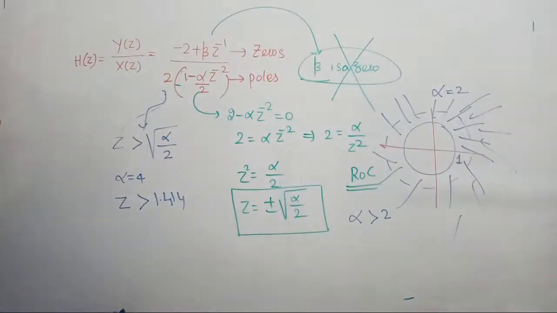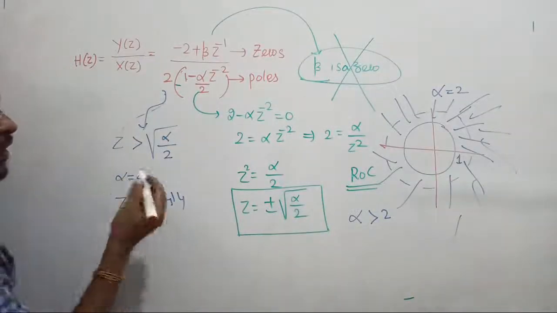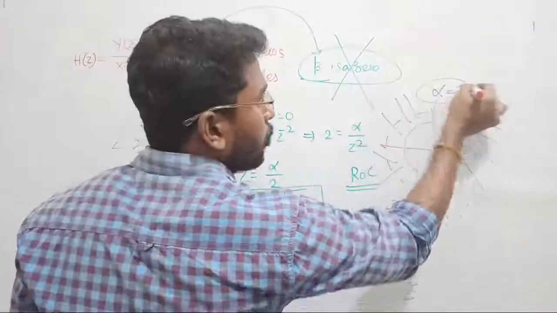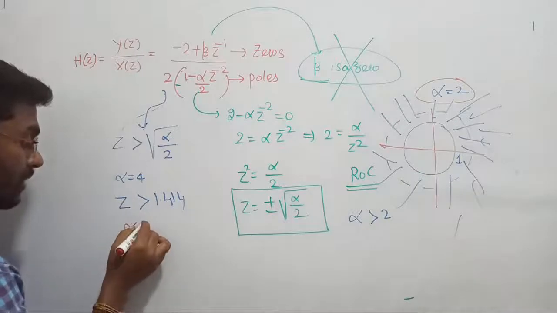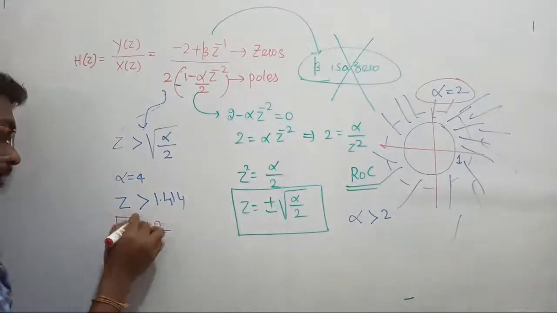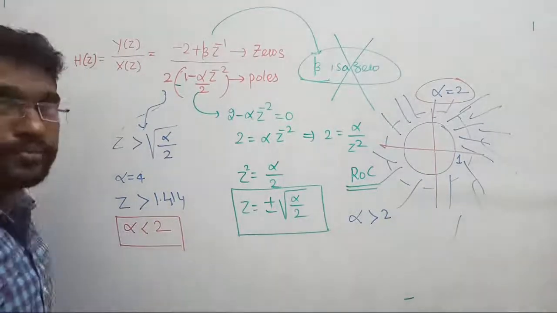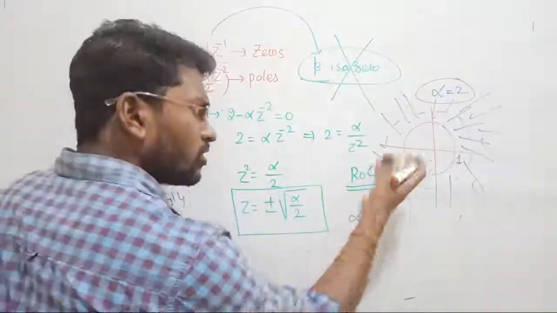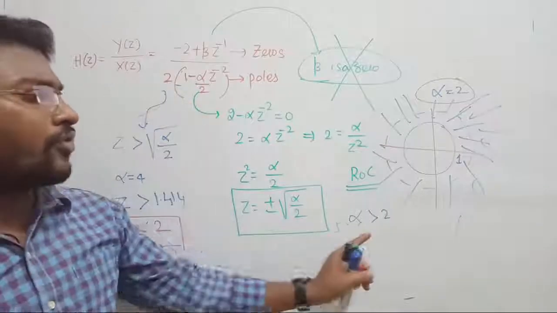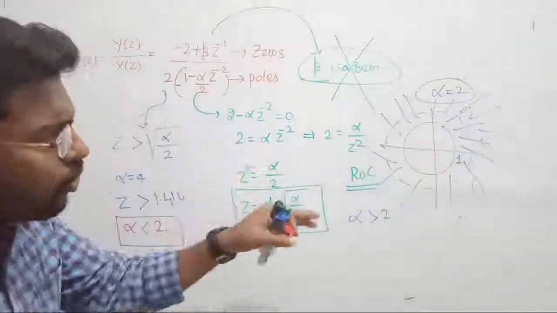So what is the conclusion? You cannot keep it. The value of alpha cannot be 2 and it cannot be greater than 2. Then what will be the answer? Alpha should be less than 2. Getting me? If I keep alpha equal to 2, then the system is unstable. Greater than 2 also, the system is unstable. For all values greater than 2, the system is unstable. Equal to 2 also, the system is unstable.